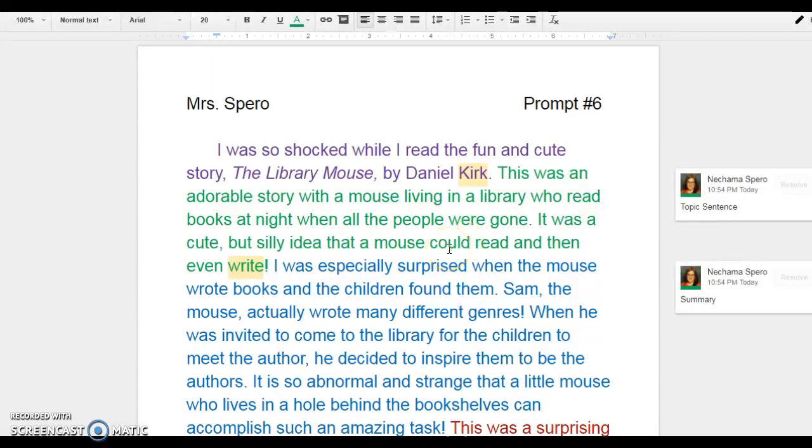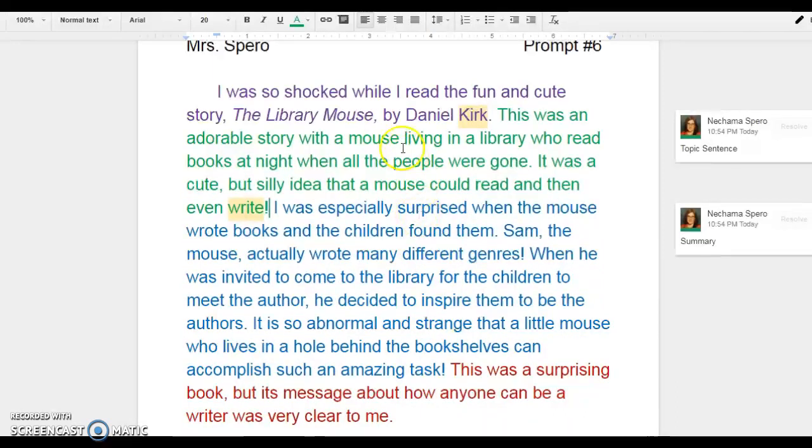Then we have a section in blue. Please notice how most of the paragraph is blue. And if you remember, what did I say most of the paragraph should be? It should be the response to the prompt. So let's read what we've written here in blue.